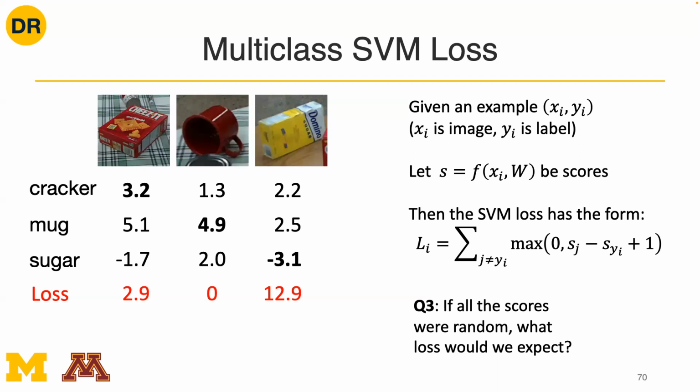Does everyone see the reasoning there? It's not 100% correct, but the reasoning is totally solid. If on average the scores are centered on 0, then in expectation, S sub j and S sub y sub i are both on average 0, so they'll cancel out. You're left, at least on this one example, with a max of 0 and 1, so you get 1. We're really close, but we're missing one little piece.